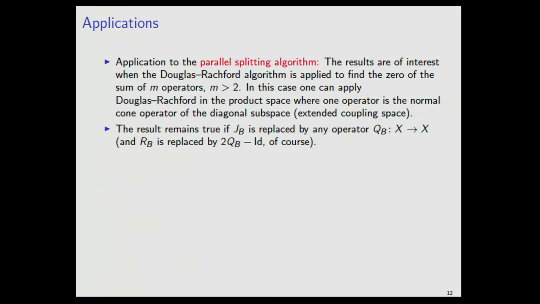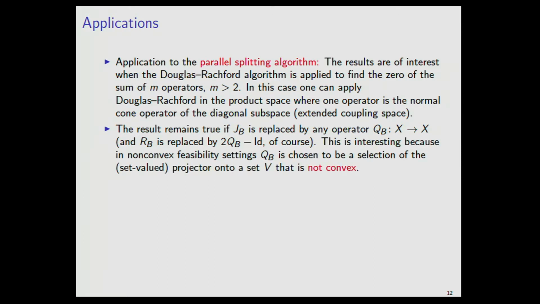The nice thing is that, and the reason I showed some of the results, is that the results are fully algebraic, which means it doesn't use anything about being single valued. It will still hold if we replace the resolvent of B by an operator Q_B, and the reflected resolvent, of course, by 2Q_B minus identity. And that means that these results will still hold in the non-convex case. So in the non-convex case, we take a selection. The projection in the non-convex case would be set valued, and we can take a selection. All these results will still hold.